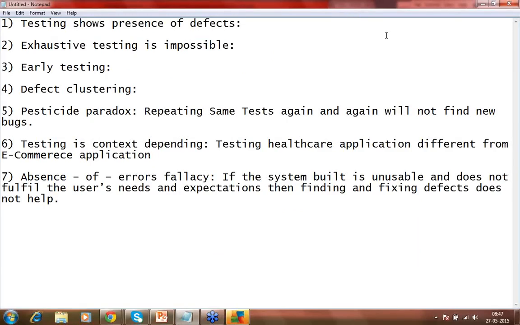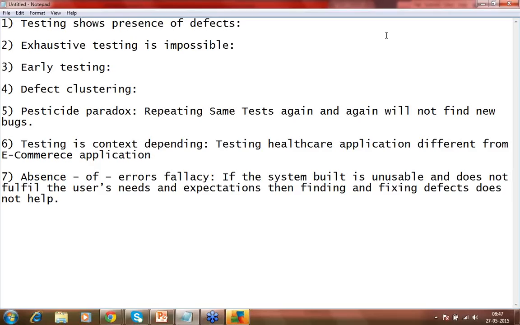Exhaustive testing is impossible. Early testing is always better. And defects are always confined to a small portion of your application, so that's defect clustering, and then there's the pesticide paradox. If you continuously repeat the same tests again and again, you will not find new bugs. So you should refine your test cases with different test data to find new bugs. You should continuously improve your test cases and test data.